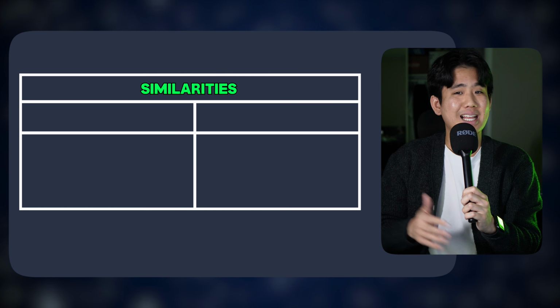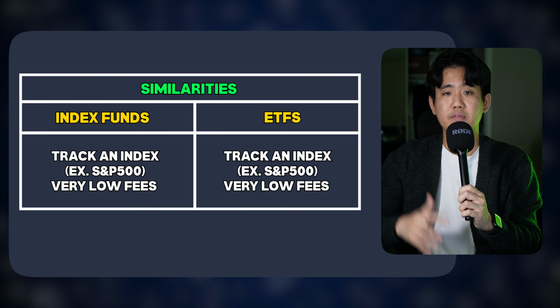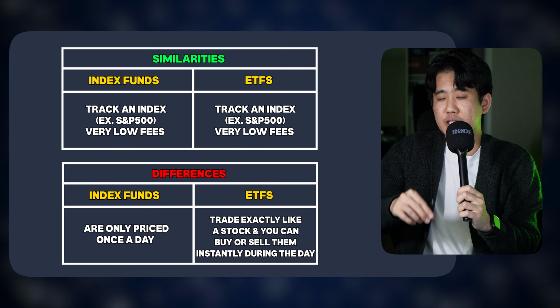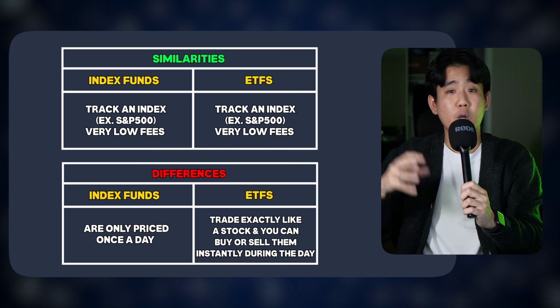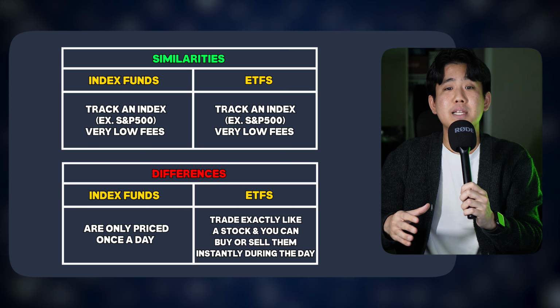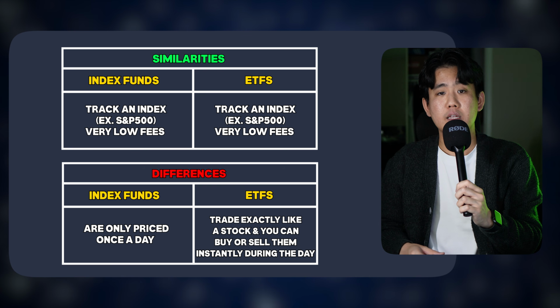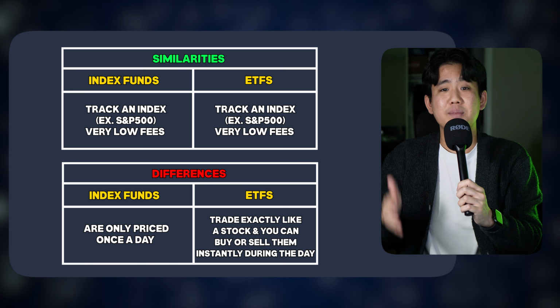ETFs and index funds are like identical twins with different personalities. They both track an index like the S&P 500, and they both have very low fees. The difference is in the exchange traded part of the name. Index funds are only bought once a day, so if you put in an order at 10 a.m., nothing happens until the market closes at 4 p.m. ETFs trade exactly like a stock. You can see the price move up and down every second, and you can buy or sell them instantly throughout the day.